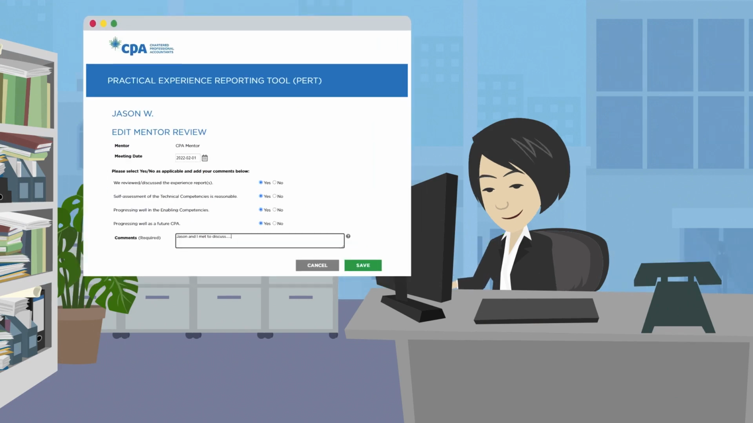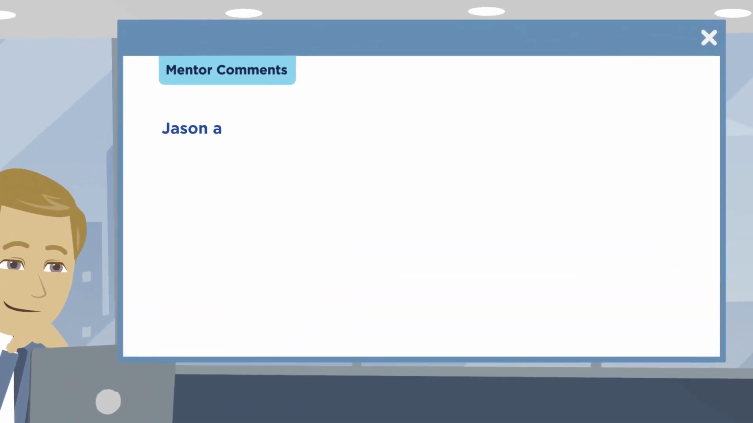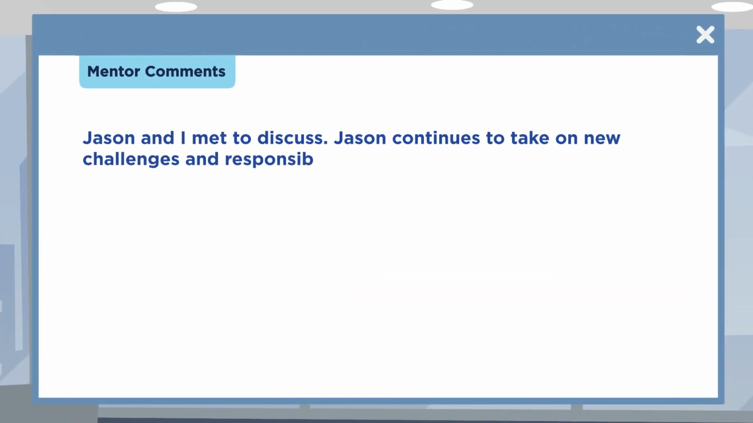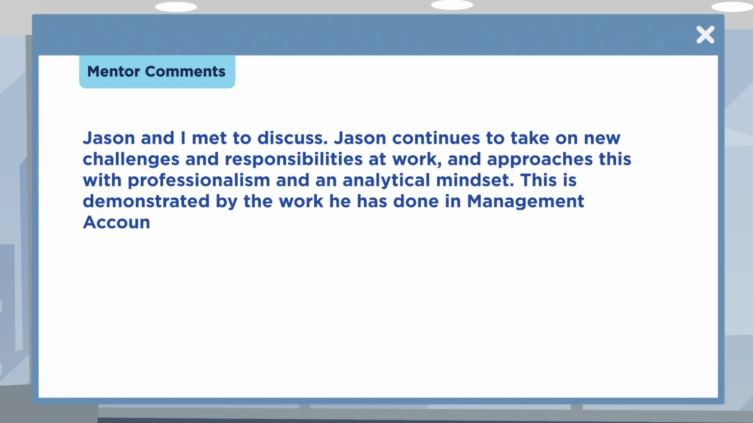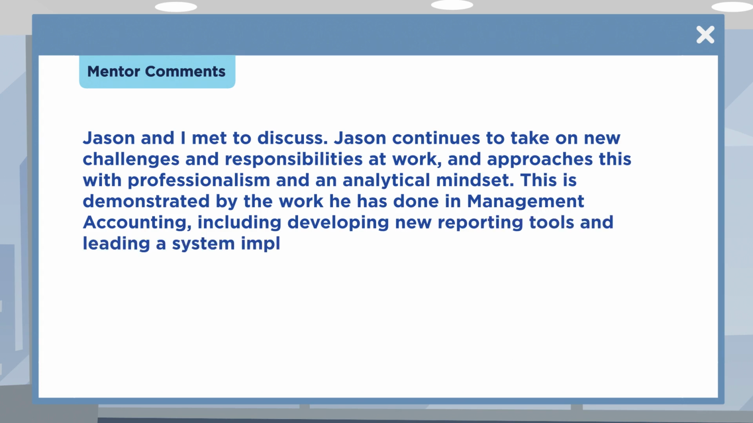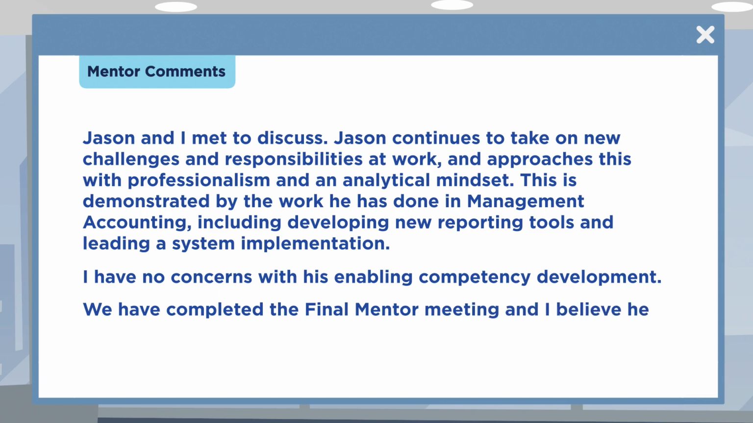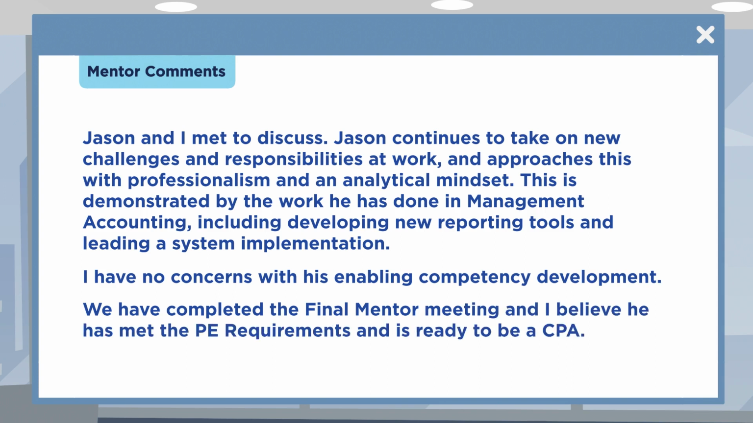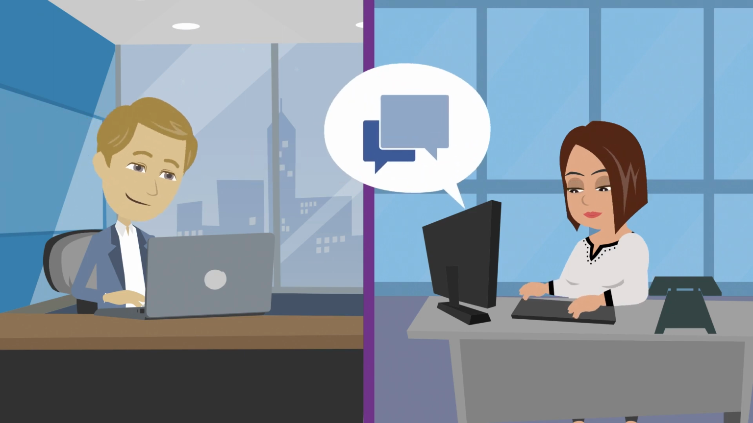Jason's mentor completes the final mentor meeting in PERT by documenting the meeting date and comments from their discussion. Jason then submits his report to his supervisor for verification.